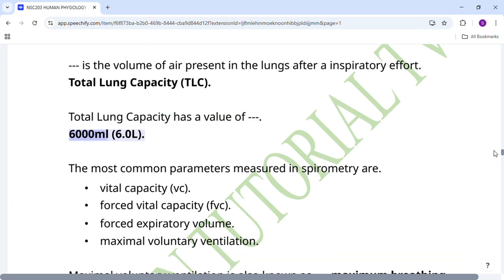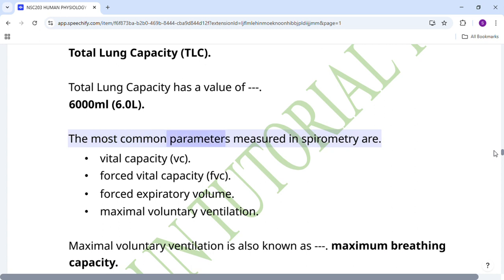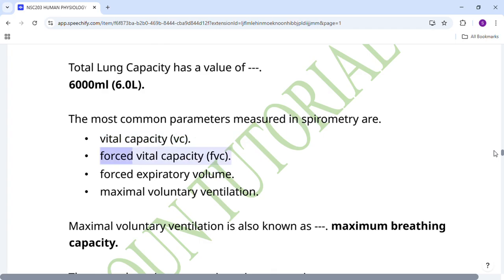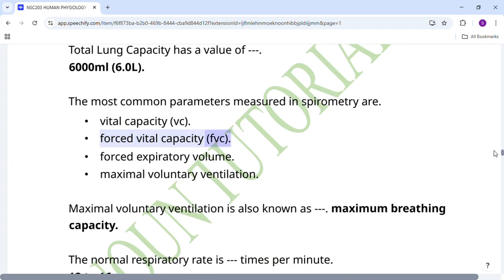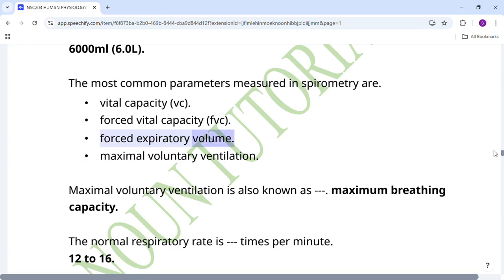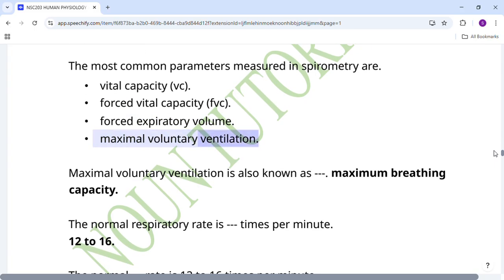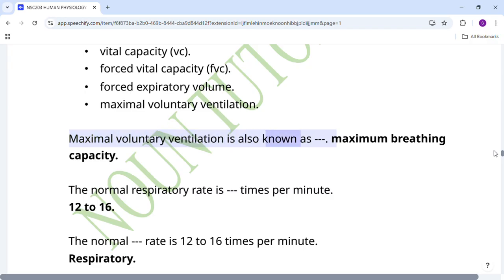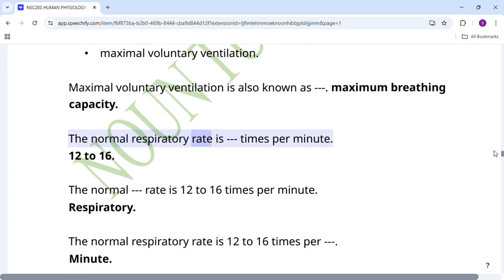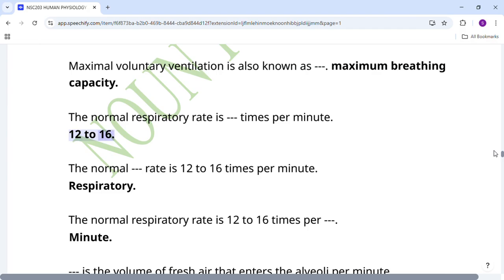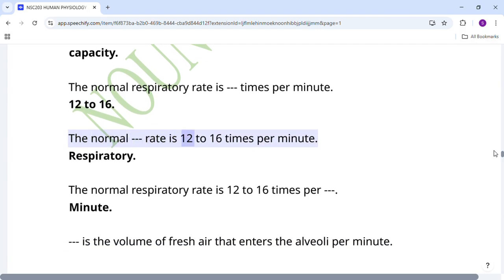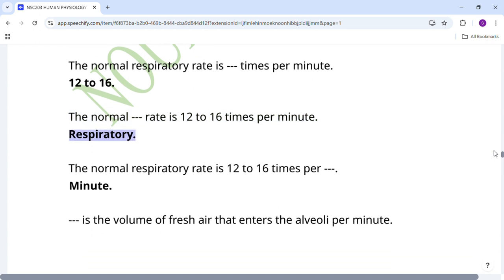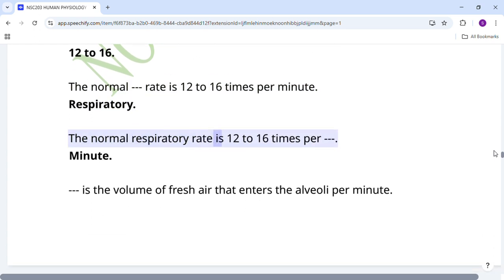6000 ml, 6.0 L. The most common parameters measured in spirometry are vital capacity, VC, forced vital capacity, FVC, forced expiratory volume, and maximal voluntary ventilation. Maximal voluntary ventilation is also known as maximum breathing capacity. The normal respiratory rate is 12 to 16 times per minute.